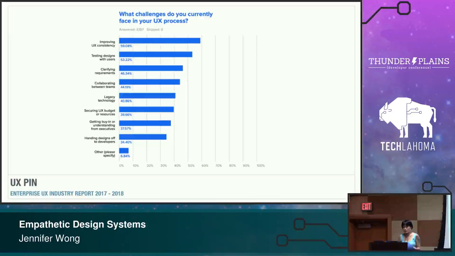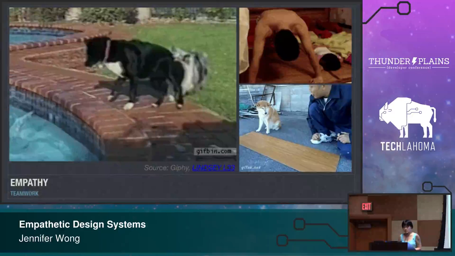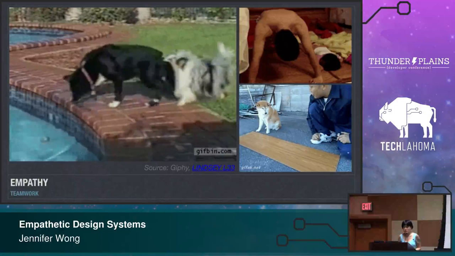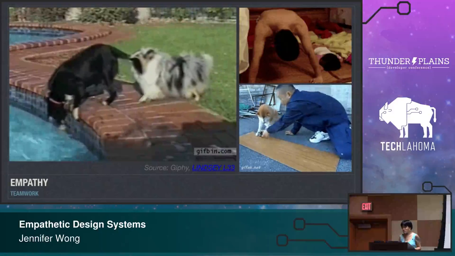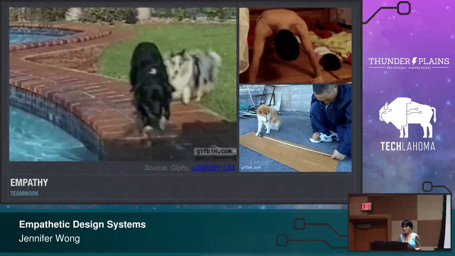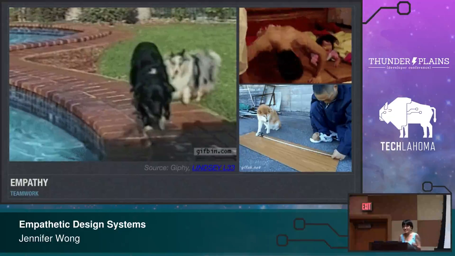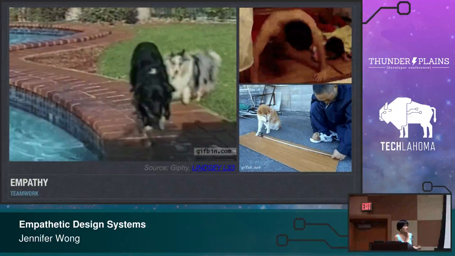So a lot of these things, because they deal with communication, they also deal with empathy, which can be thought of as teamwork. Just like these dogs, or this dog and this man working together. So it's kind of like the two dogs or maybe two engineers, the dog and the man, or developer and designer, and just having a general understanding for each other.